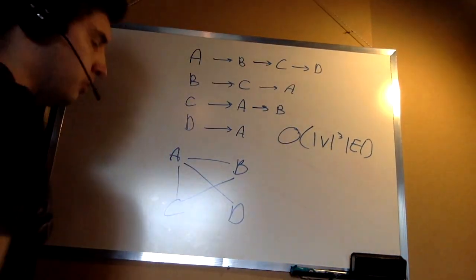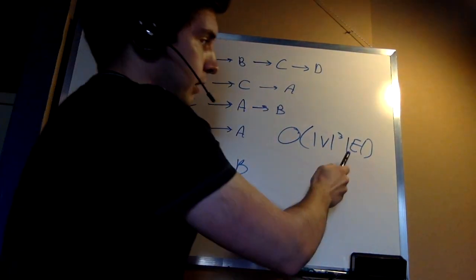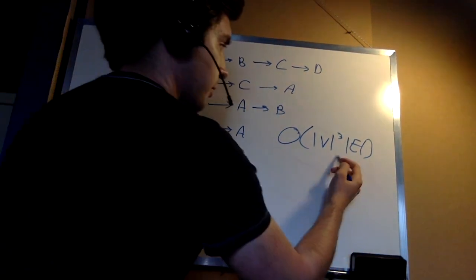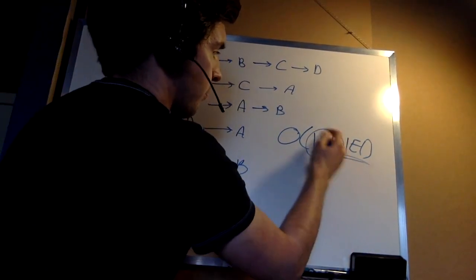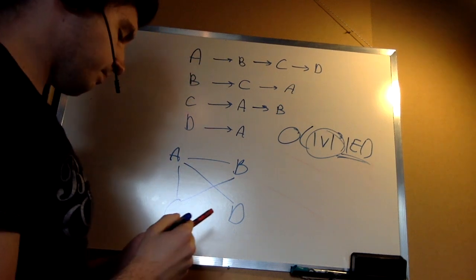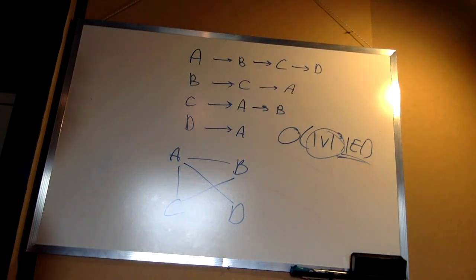So now we want to reduce the bottleneck here. And the bottleneck here is the edge, right? We want to get rid of this term. This part's fine because we already have that in the book. So how can we do that?